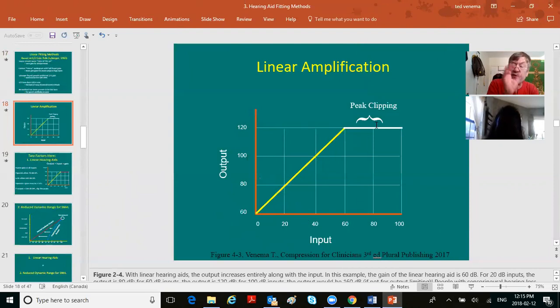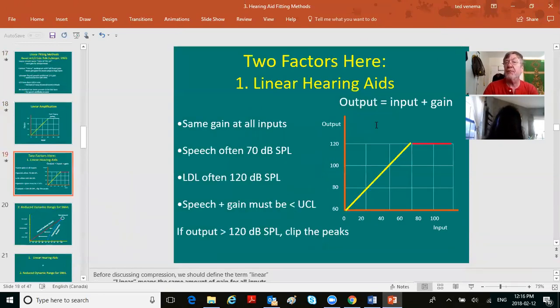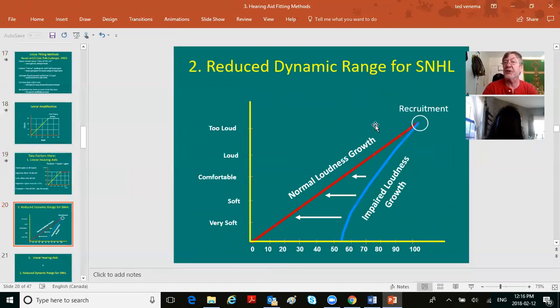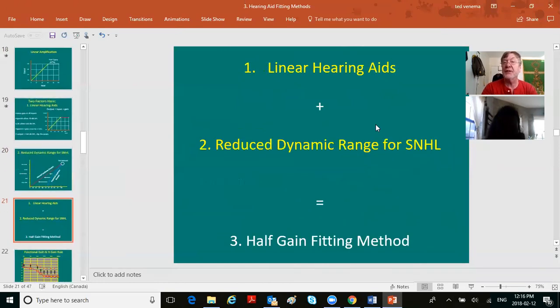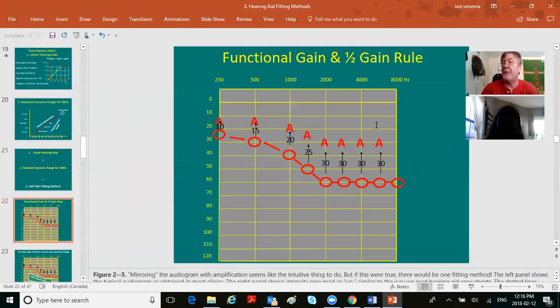So you take this fact, linear hearing aids, number one, and you add to it this fact, reduced dynamic range for sensory neural hearing loss. And what do you get? Half gain method. 1 plus 2 is 3. That's where we are. That's what happened. That's where this all came into play.